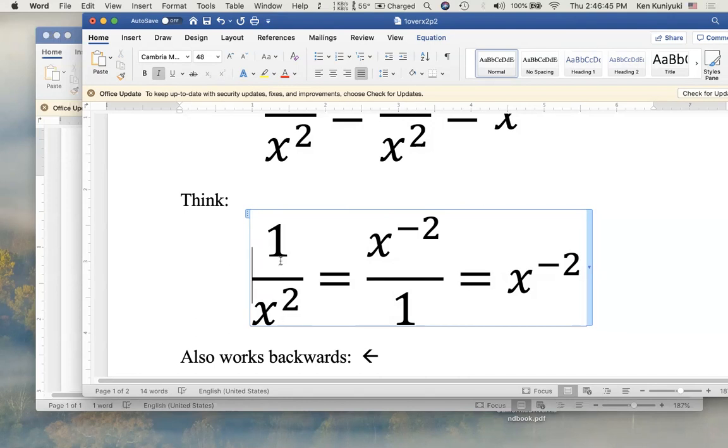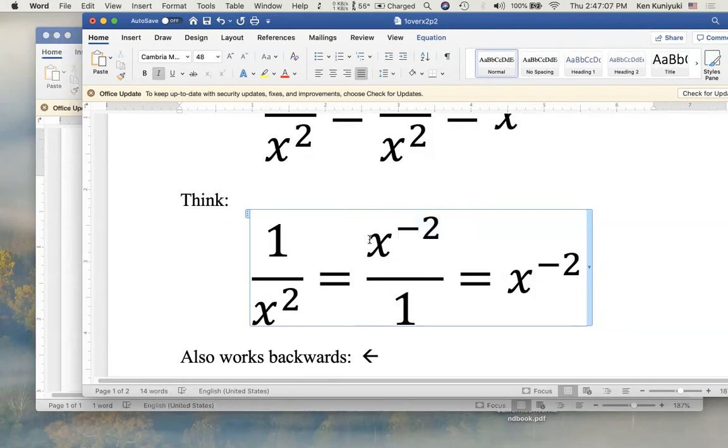If you divide x to the second on the top, you get that. If you divide x to the second on the bottom, you get that. So again, you can think of the x squared here as a factor, a part of the denominator. It is the denominator. A factor of a part of a fraction can flip to the other part of the fraction if you change the sign on the exponent.